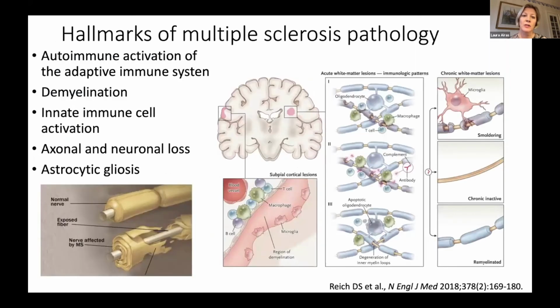So these are the hallmarks of MS pathology. There is an initial autoimmune activation of the adaptive immune system, and this leads to focal demyelination, to innate immune cell activation within the brain, and then to axonal and neuronal loss, and to astrocytic gliosis.